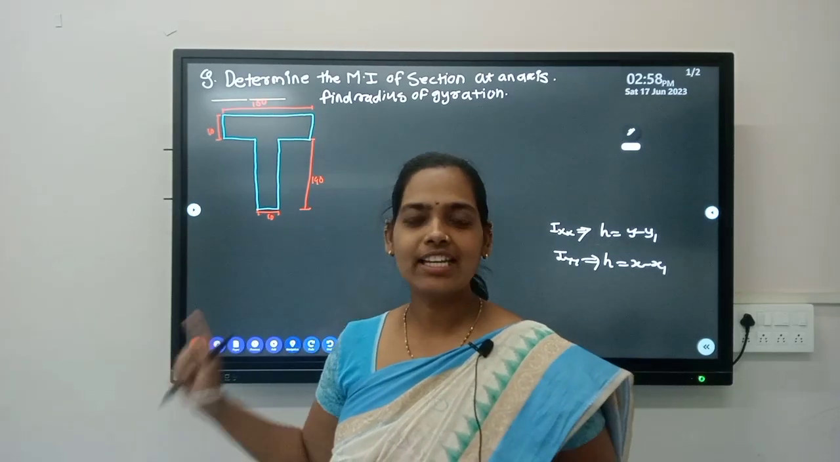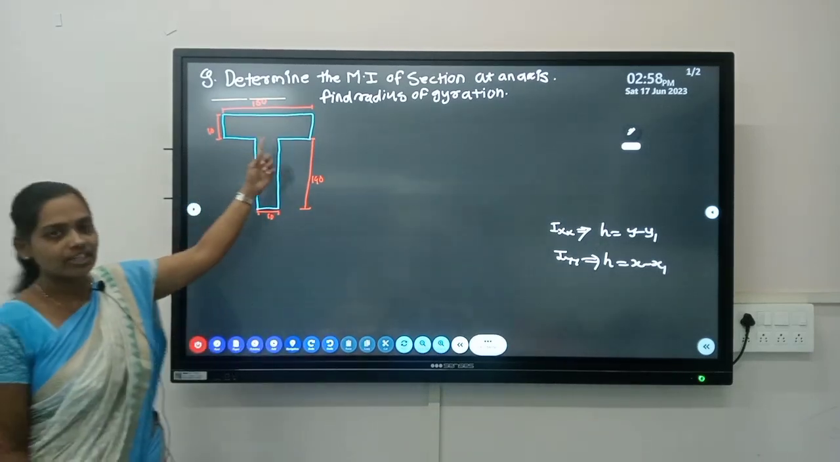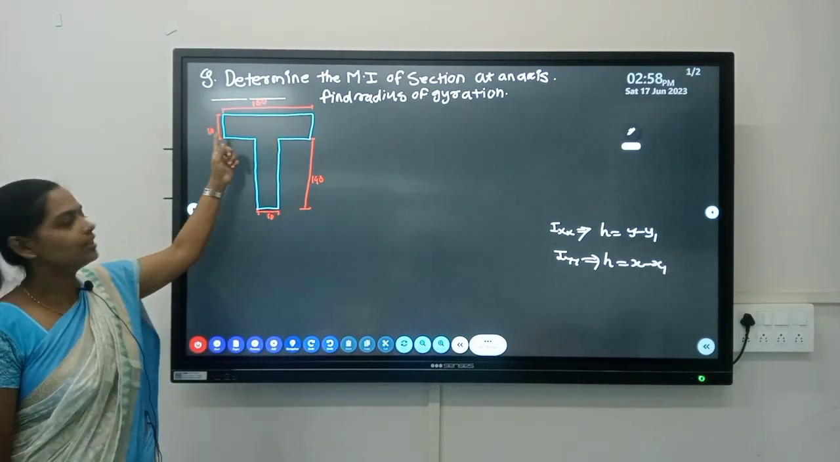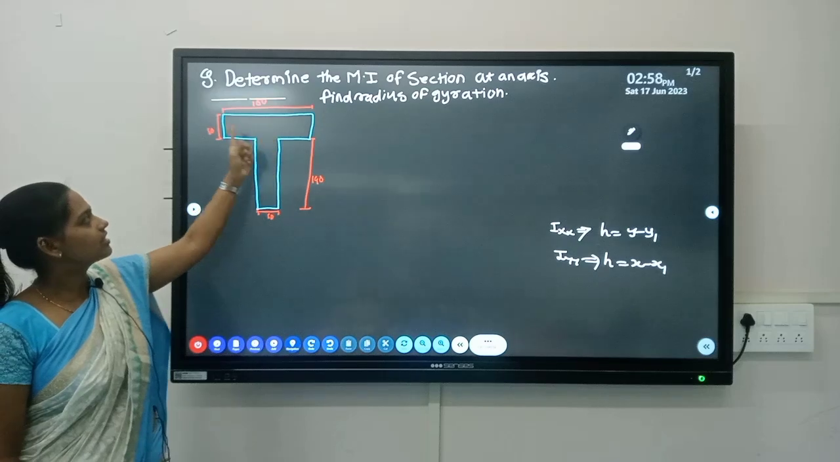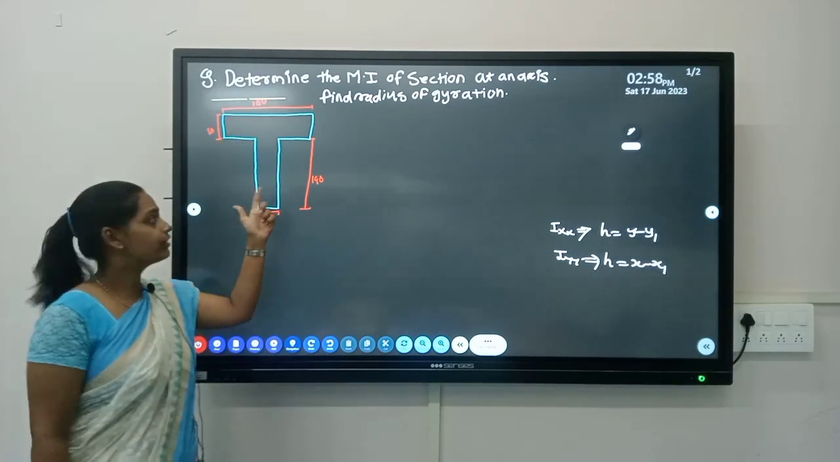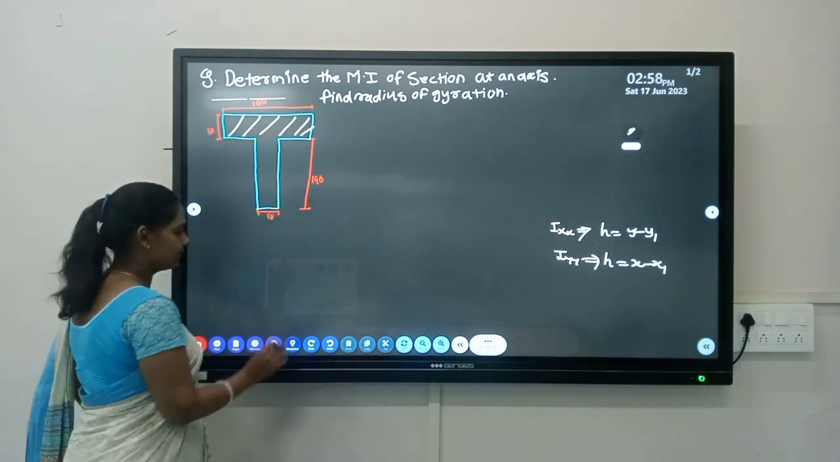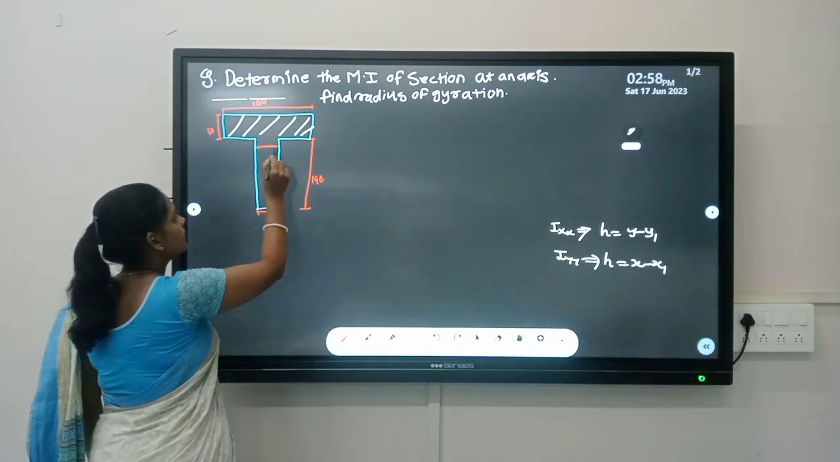Hello friends, we will see moment of inertia of T section today. This is a T section. We have to calculate moment of inertia. The dimensions for T section is 150 by 10. Before that, we will bifurcate the given figure into two parts. First rectangle, and suppose this is a second rectangle.